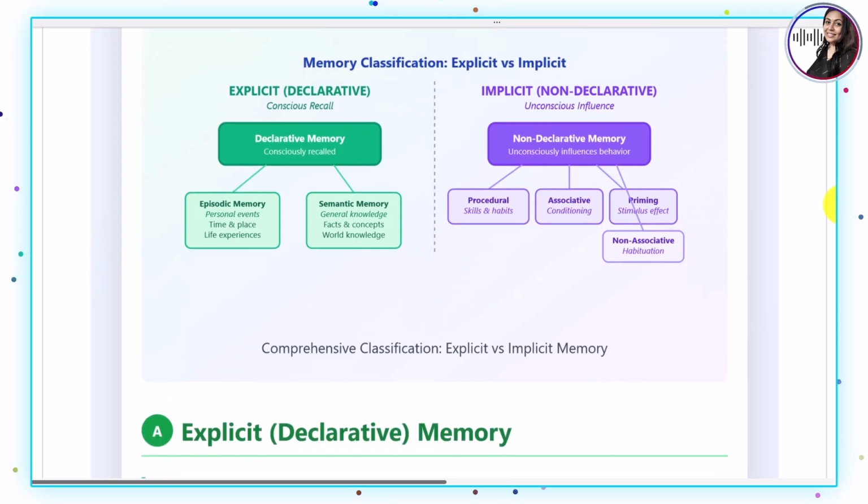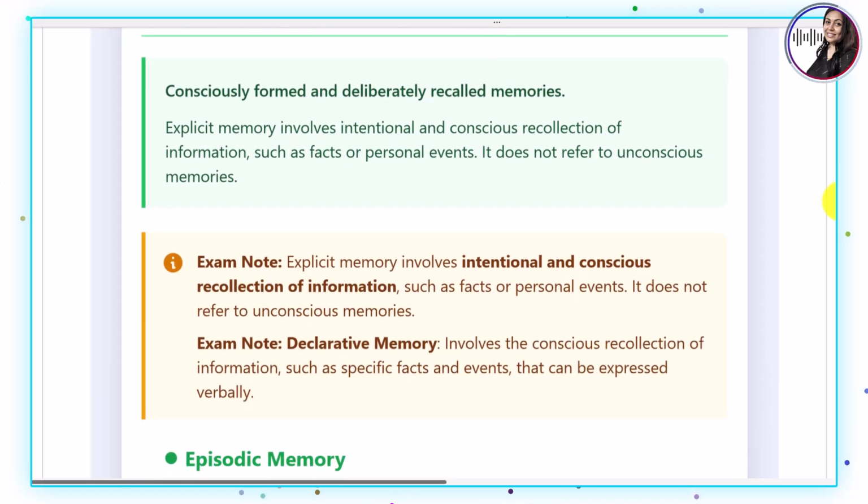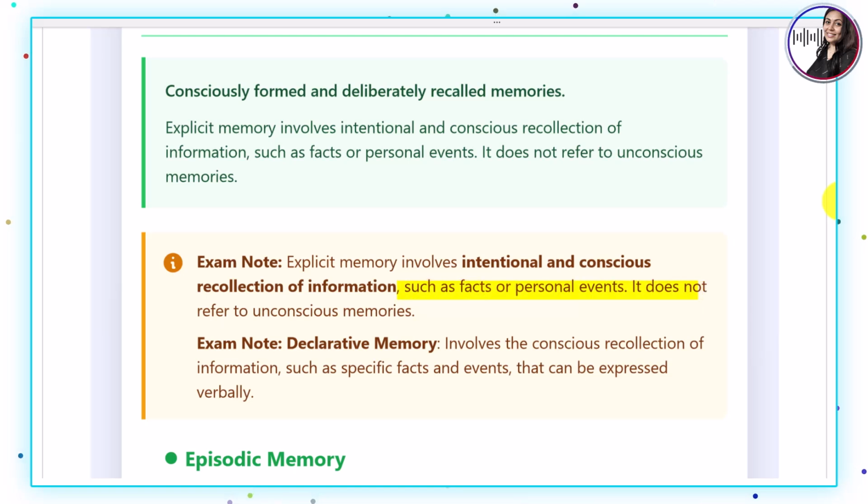Explicit memory involves intentional awareness, meaning you know that you are remembering something. This includes recalling facts, definitions, or personal life events, and it does not include unconscious memories. This clear distinction has been directly asked in exams, so remember that explicit memory always involves conscious recollection. Declarative memory, in particular, allows us to verbally express what we know, such as specific facts or past experiences, which again is a confirmed exam-focused definition.